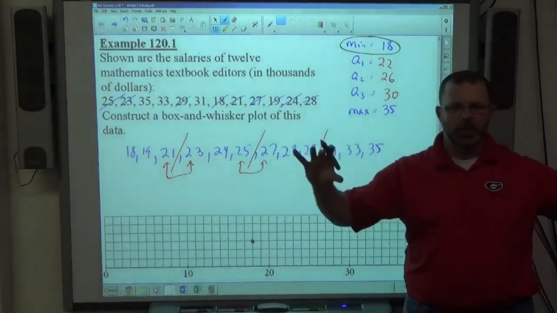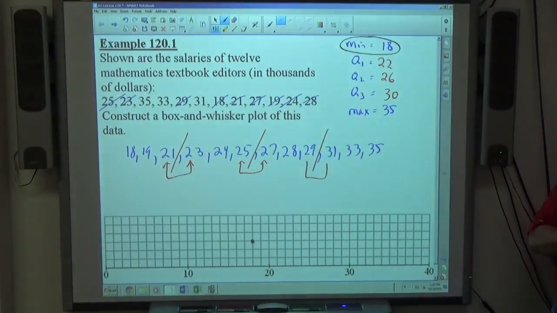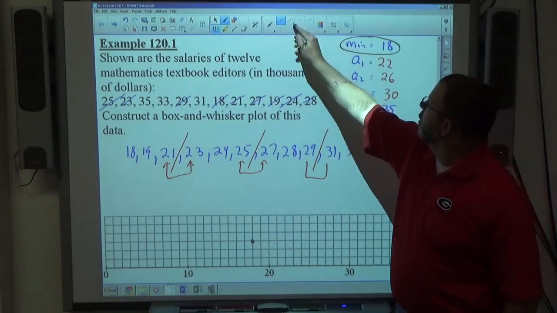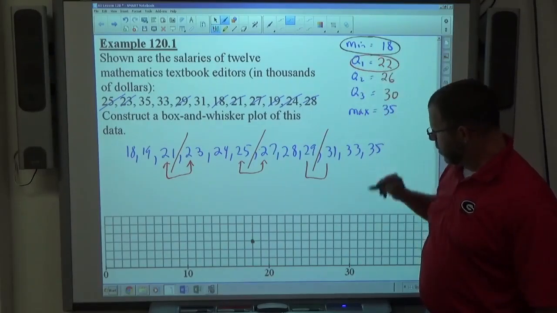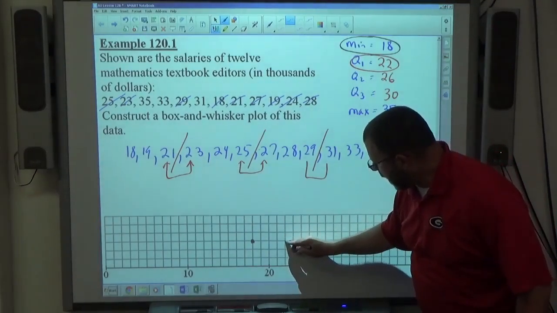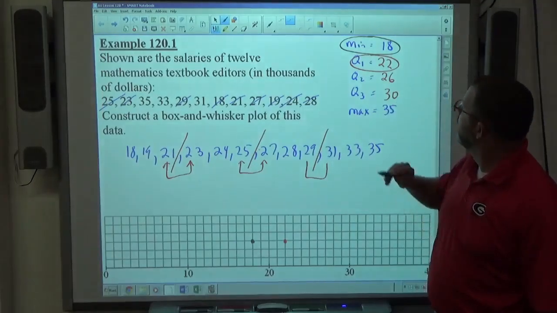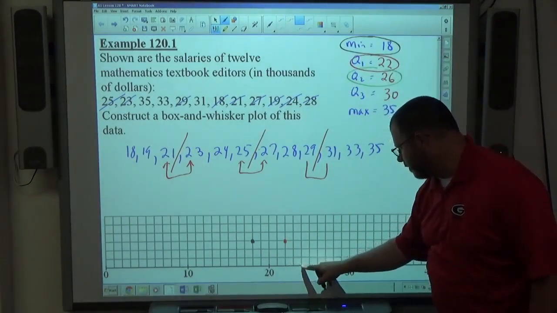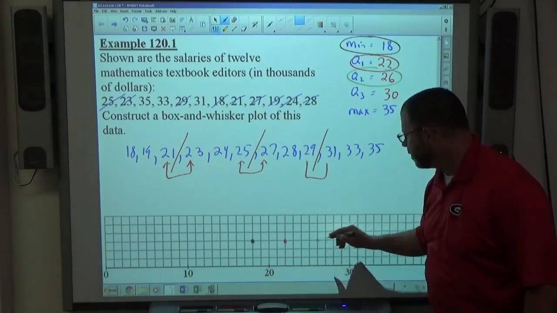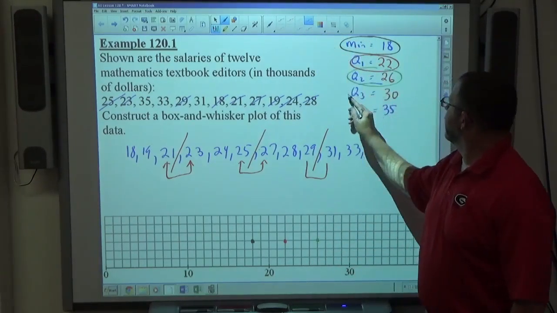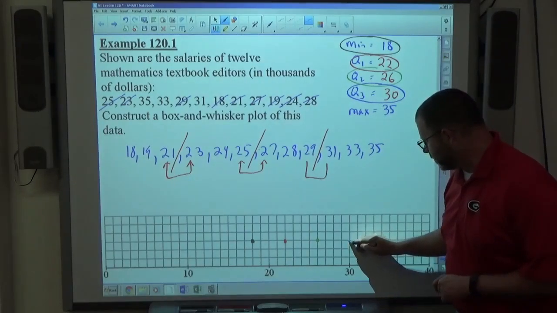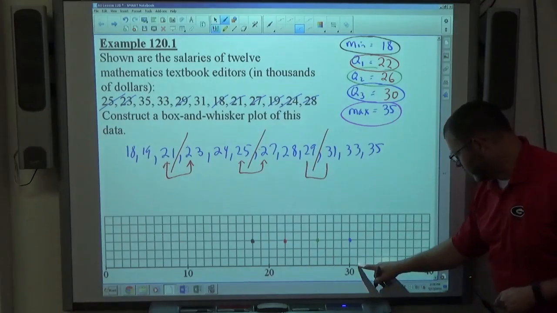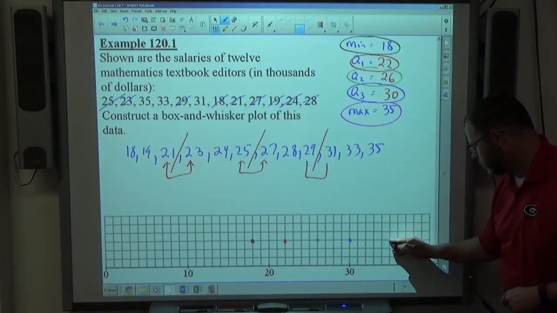So I've given you some graph-looking paper here. 18 lies right there. Then I got Q1 is 22. Q1, I'm going to put a dot there also. Q2 is 26. I'm going to put a dot there also. 22, 3, 4, 5, 6. Q3 is 30. Put a dot there. And the max is 35. We'll put a dot 31, 2, 3, 4, 5.